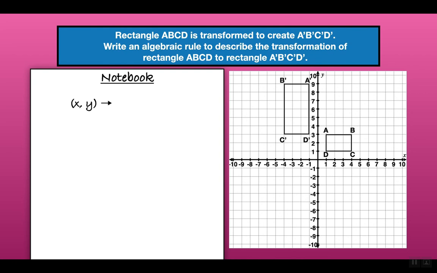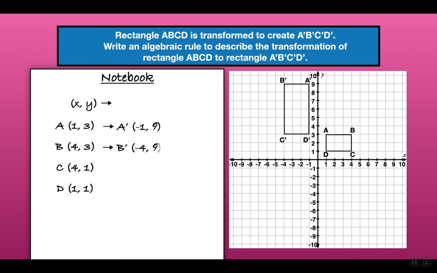So let's start. And by the way, that's what the rule is going to look like. First, you always write parentheses x comma y, then you put the arrow, and then you're going to put parentheses and what's happening to the x and to the y. So let's start by writing out the coordinates of A, B, C, and D. They are the coordinates of our pre-image. Okay, next, let's write the coordinates of our image, A prime, B prime, C prime, D prime. Okay, so there are our new coordinates.